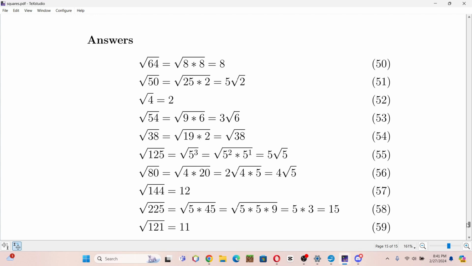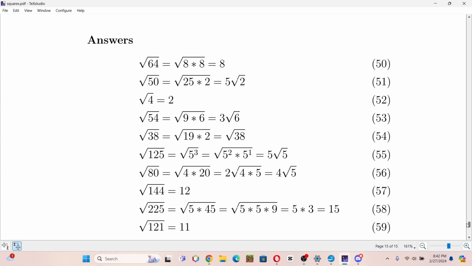Equation 56, 16 divides into 80, and if you do not recognize that, then pulling 4 out twice gets the right answer of 4 root 5. Equation 57, root 144 is equal to 12. Just memorize. Equation 58, if you do not memorize that 15 squared is equal to 225, then this shows one way of getting the root of 225.